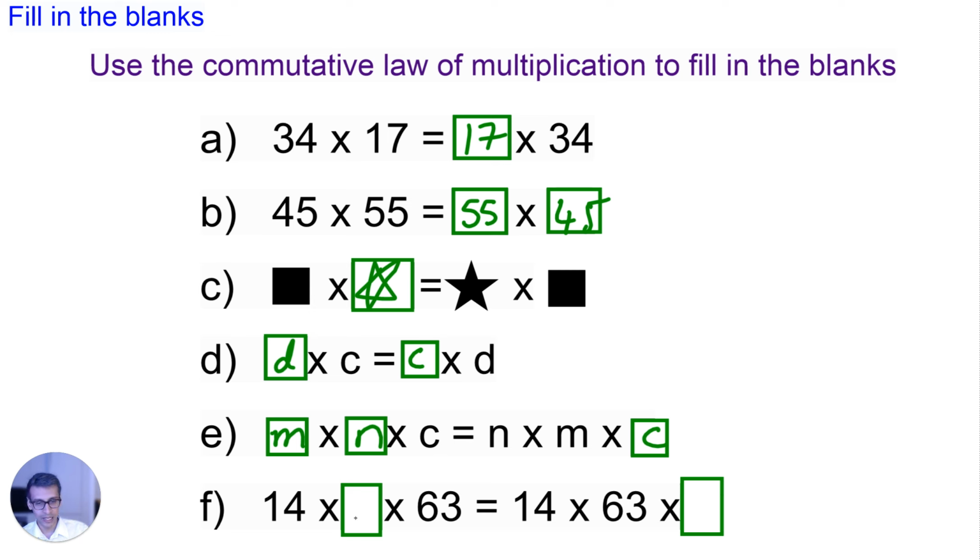And then 14 times blank is 6 times 63. In the blank here, you can put any number as long as it matches. So I'm just going to put 7, no special reason. You could even put an algebraic term there. Okay, 14 times 7 times 3 is the same as 14 times 63 times 7.